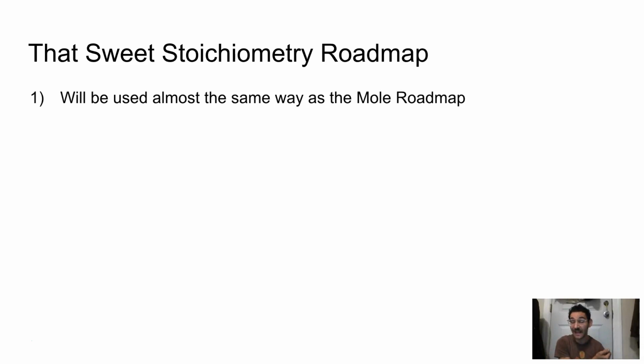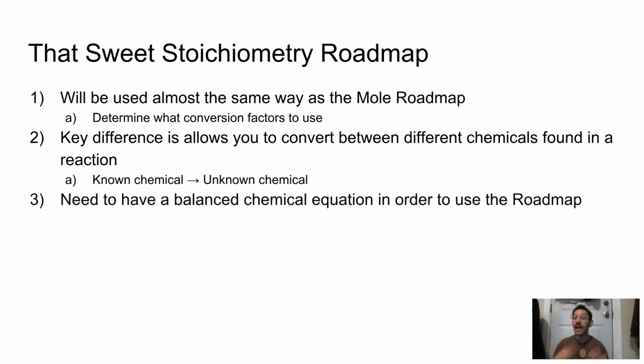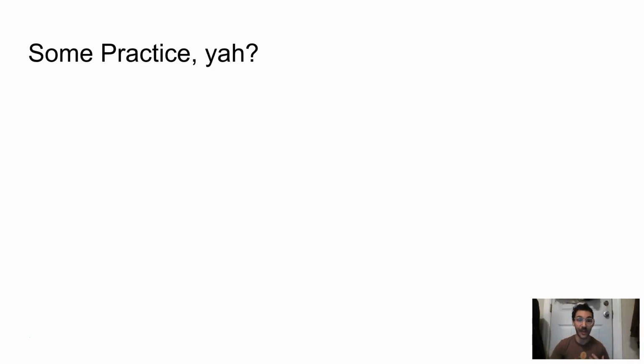It's going to be used almost the exact same way as the mole roadmap, as I said. We use it to determine which conversion factors to use when we're doing conversions. But the key difference is it allows us to convert between different chemicals found in a reaction. We can convert from a known chemical to an unknown chemical. And most problems that we encounter, we'll have to convert from a known to an unknown. So the stoichiometry roadmap is very useful for that. And again, we need to have a balanced chemical equation in order to use that roadmap, as I've mentioned.